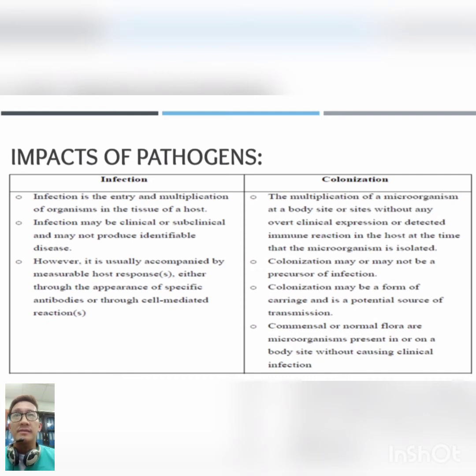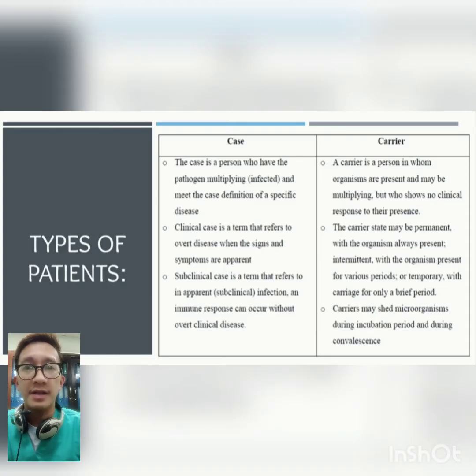And colonization describes when bacteria grow on body sites exposed to the environment without causing any infection. So it's just there. It doesn't cause you any inflammation or infection or any tissue damage. Now let's differentiate a case patient and a carrier person. A case patient is an infection while a carrier is a colonization. So that's the difference between the two, to make it easier to understand.